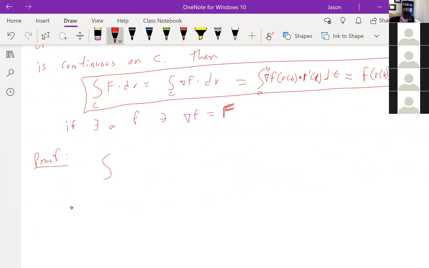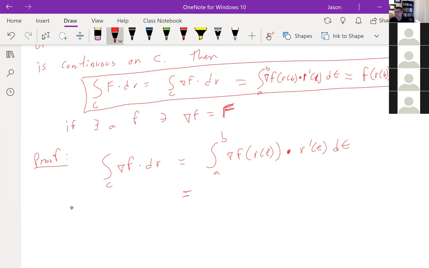Okay, so we have the integral of the gradient of f, the parent function, dot dr, is equal to the integral from a to b of the gradient of f at r of t, dotted with r prime of t, dt. My d is messed up there, dt. Okay, what does this mean? What does the gradient of f look like?